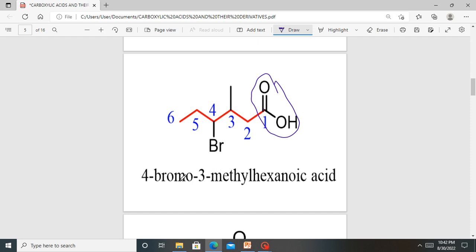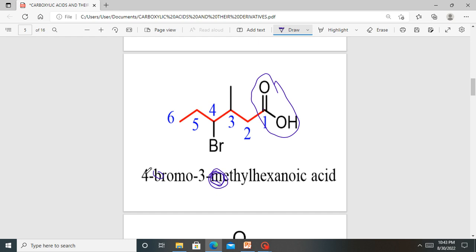So the position of the B is 4. So it becomes 4-bromo, 3-methyl hexanoic acid. 4-bromo, 3-methyl hexanoic acid. The bromo is B and the methyl is M. This is very important. You bring the one with the first alphabet first before the other, irrespective of the number.